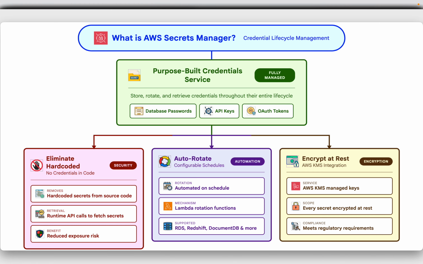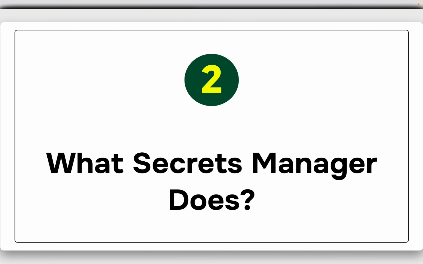AWS Secrets Manager is the purpose-built AWS service for storing, rotating, and retrieving credentials such as database passwords, API keys, and OAuth tokens throughout their lifecycle. It eliminates hard-coded credentials in application source code, automates credential rotation on configurable schedules, and encrypts every secret at rest using AWS KMS. So what exactly Secrets Manager does?